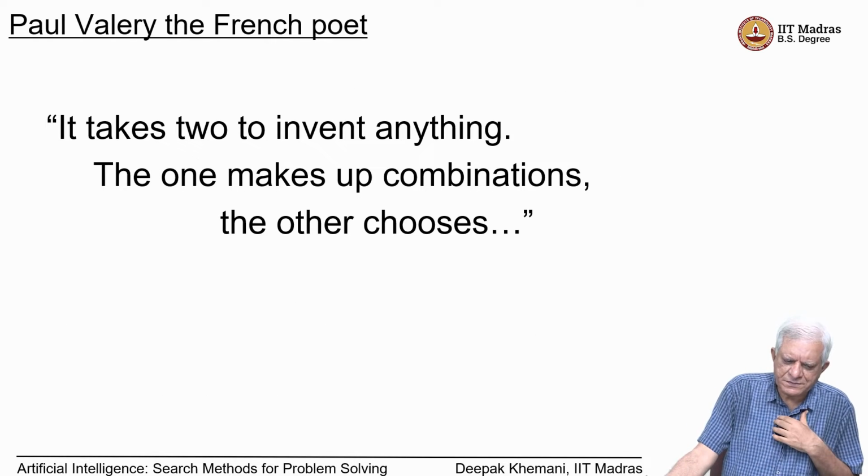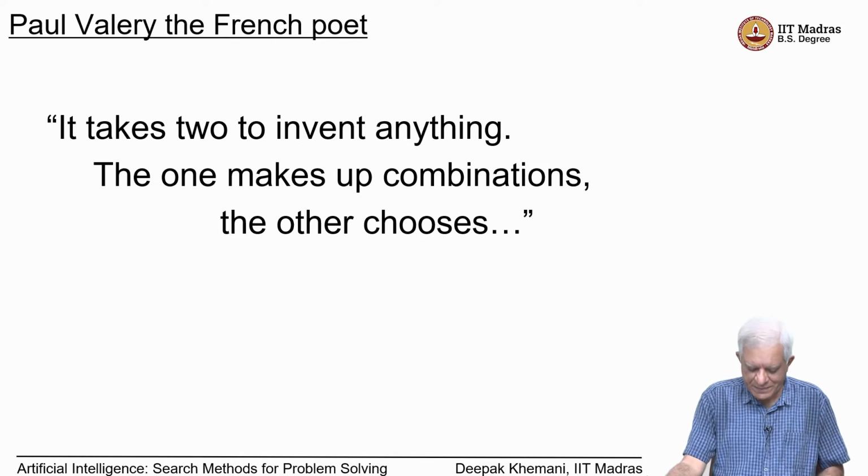Now, the French poet Paul Valéry describes this whole thing very poetically. He says it takes two to invent anything. We are talking of design, for example, we are thinking of nature as doing design of life forms, or we are designing solutions for a certain problem that we want to solve. So, Valéry says it takes two to invent anything. The one makes up combinations and the other chooses. So, he says that there are two processes happening. One is this random mixing up of genes, and the other is competition between the individuals which selects the fittest elements.